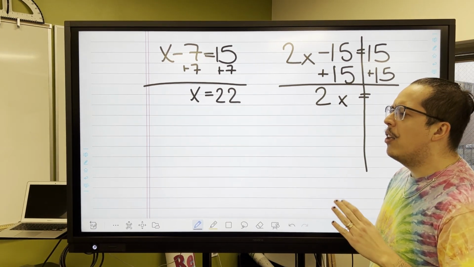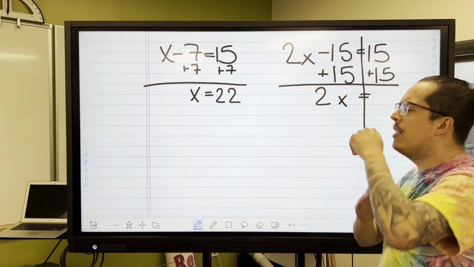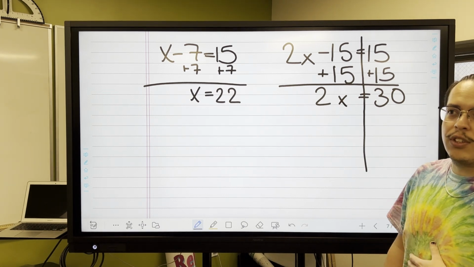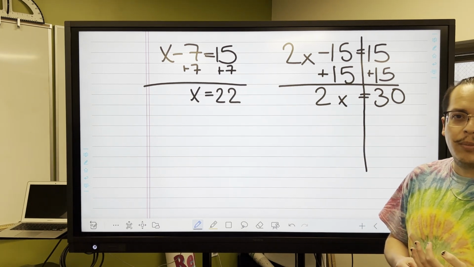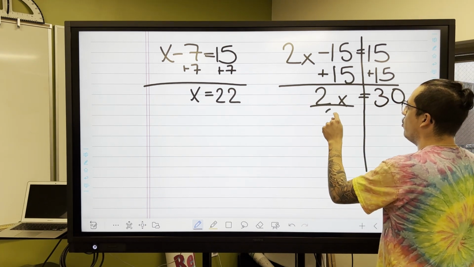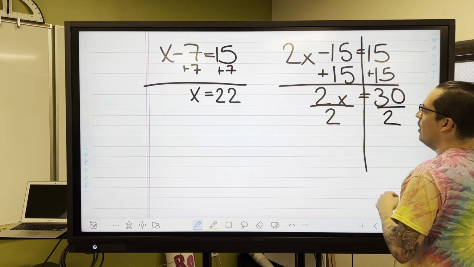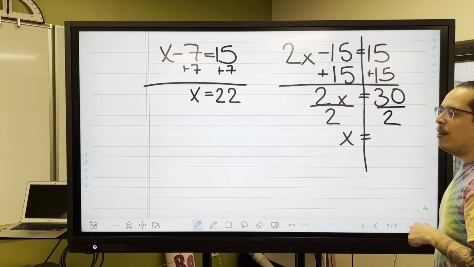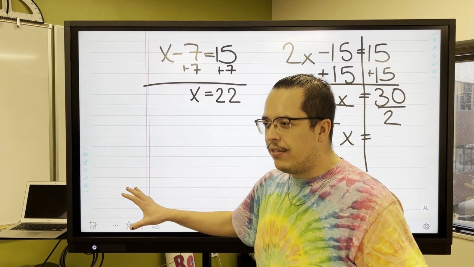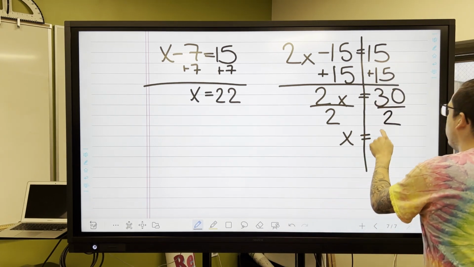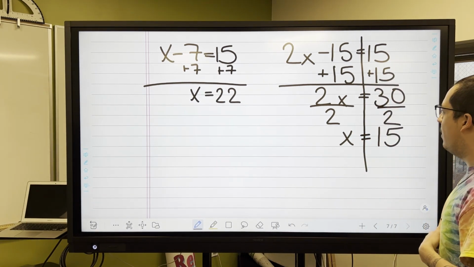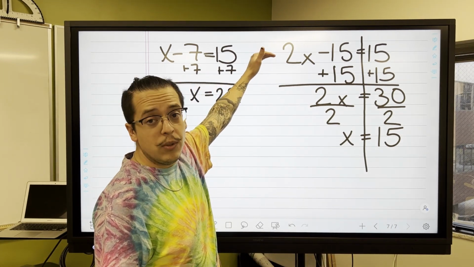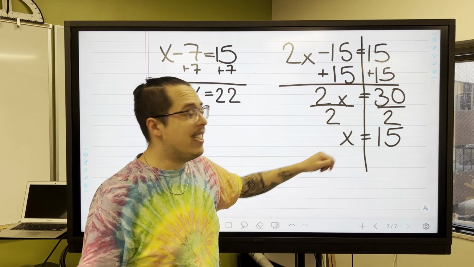Ooh, that's like thinking on a clock. 15 minutes plus 15 minutes, that's 30 minutes. 2 times x equals 30. So we have to do the opposite of multiplication here. We'll divide both sides by 2. 2x divided by 2 just equals x. And 30 divided by 2, well, if I cut 30 in half, I have 15. So we know x equals 15. The solution to this equation, 2x minus 15 equals 15, the solution is 15.